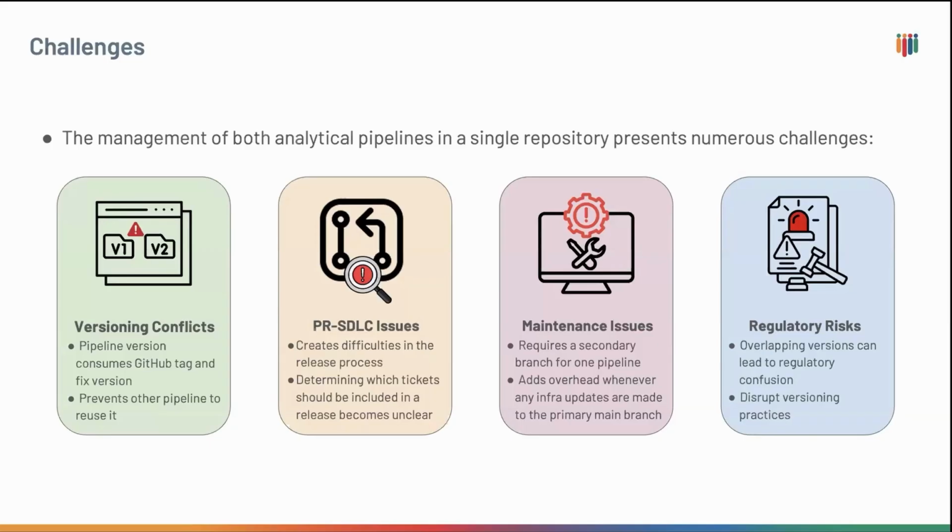Another complication is maintenance. We need a secondary main branch for one of the pipelines, which adds complexity and overhead to maintain whenever there are any infrastructure updates made to the primary main branch. Finally, there are also regulatory risks. Overlapping versions across pipelines within a single repository can lead to confusion in regulatory documentation, and they can also disrupt our existing established versioning practices. These challenges highlight the need for independent pipeline version management. Next slide, please.